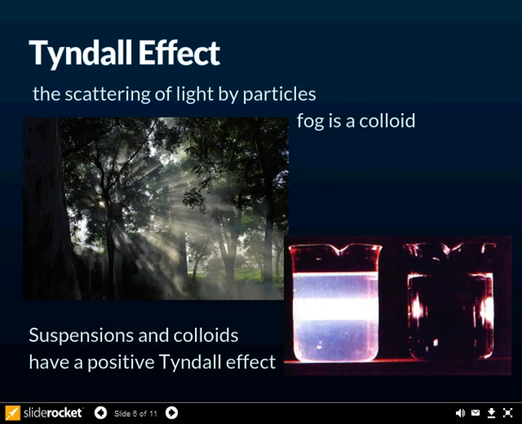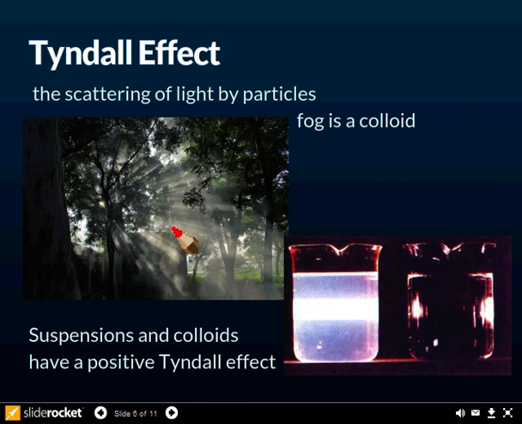Now, the next thing we want to discuss briefly here is the Tyndall effect. And the Tyndall effect is a test that you do to determine if something is a suspension or a colloid, as opposed to a homogeneous mixture. Remember, suspensions and colloids are heterogeneous. Okay? The Tyndall effect is the scattering of light by particles. And I told you that even though colloids had small particles, they were still large enough to scatter light.